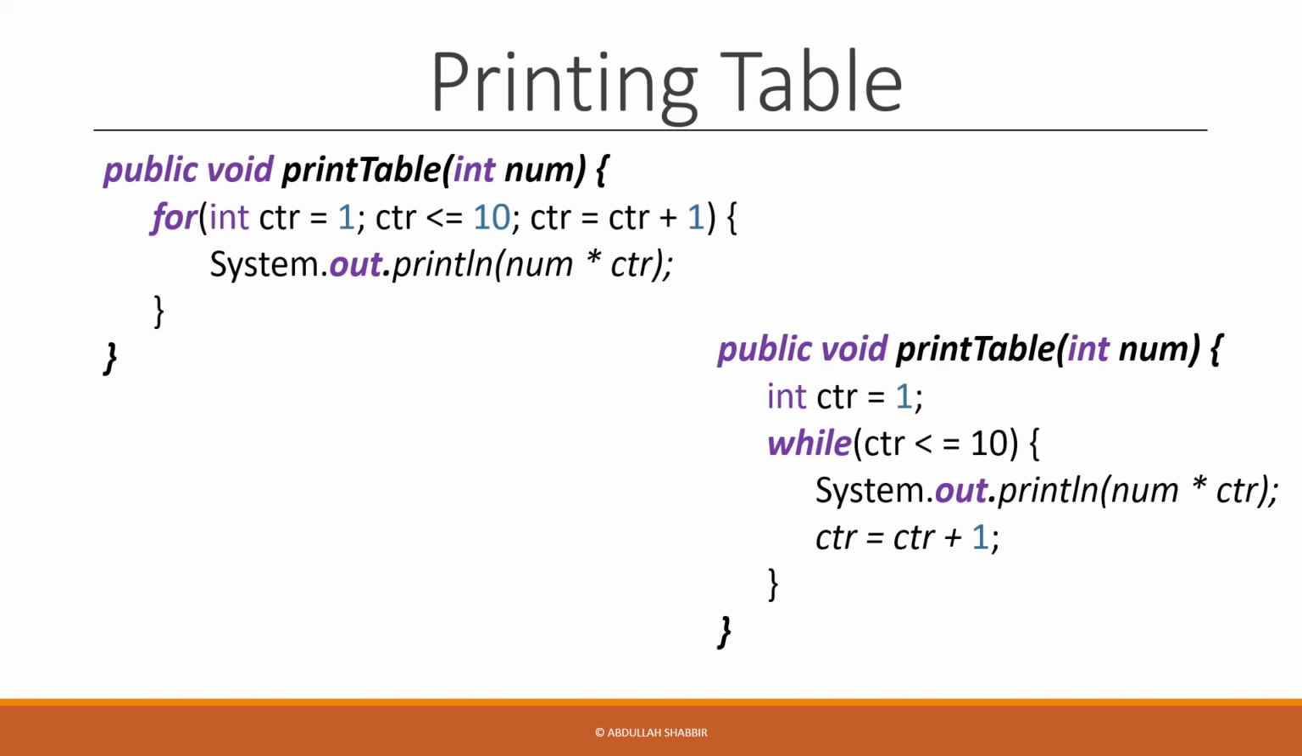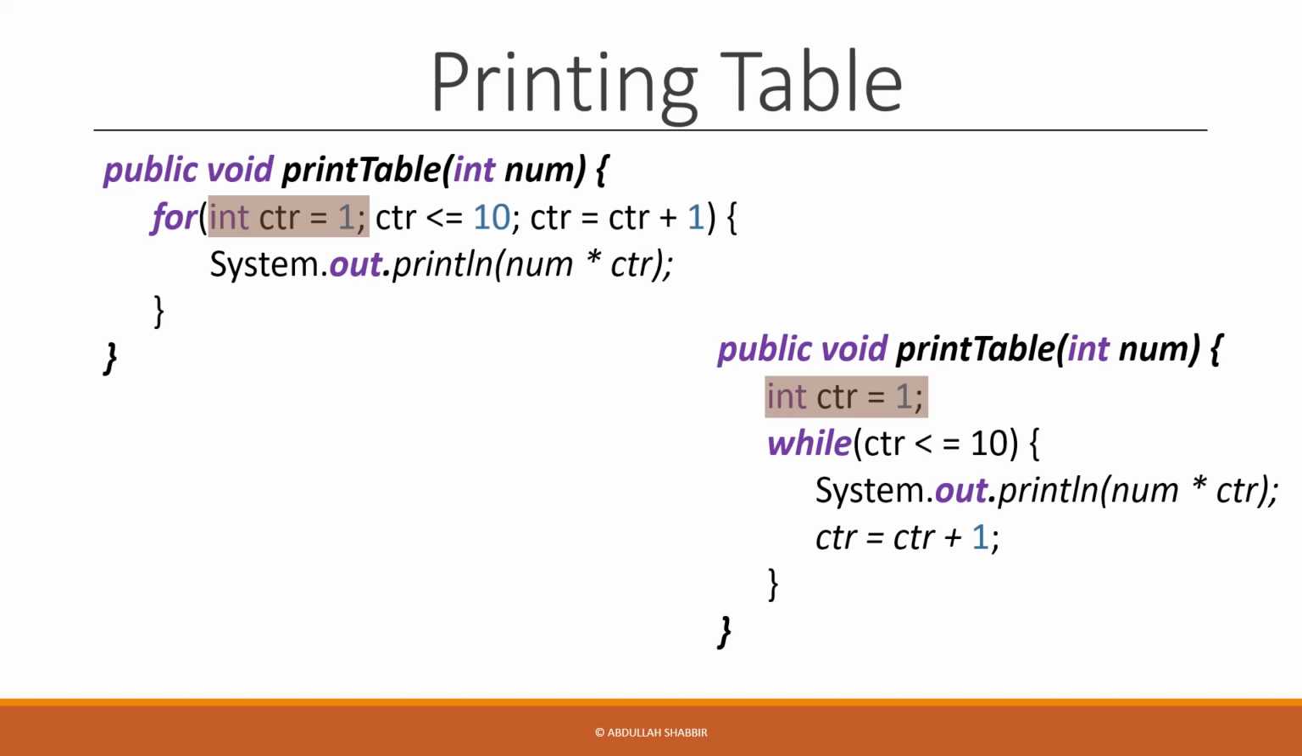We can see that the for loop has three blocks inside parentheses: the initialization, condition, and update clause, but the while loop just has one. Even though the while loop just has one block, the initialization is still done, but outside the while loop.